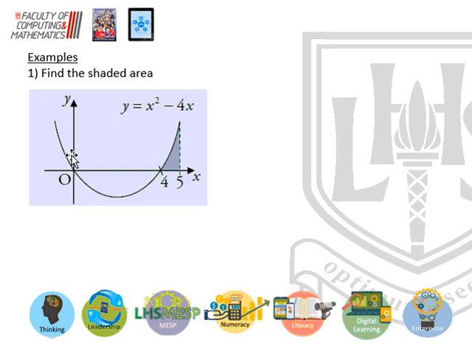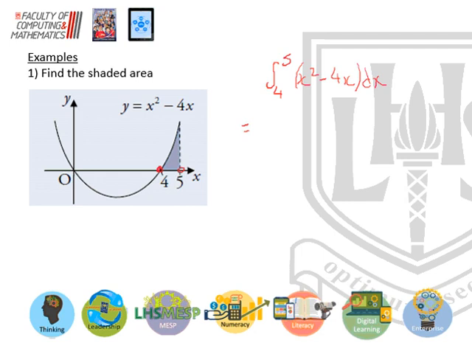Looking at the examples, thanks to HSN for the examples, if I want to find that shaded area, we need to integrate that curve. We need to set up an integral of x squared minus 4x integrated with respect to x, with the limits being the bounds of the area. So there it goes between 4 and 5. We're going to do a definite integral of that curve between 4 and 5.